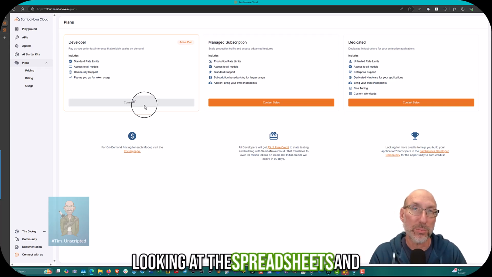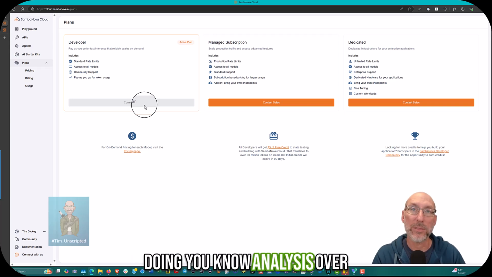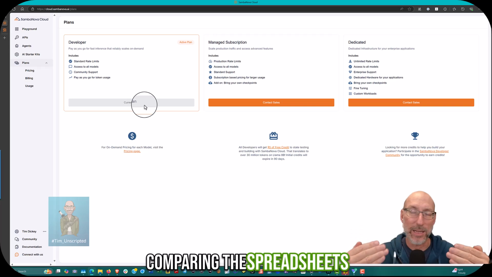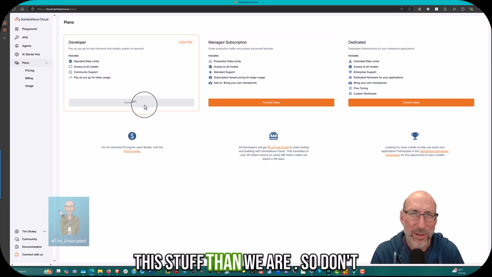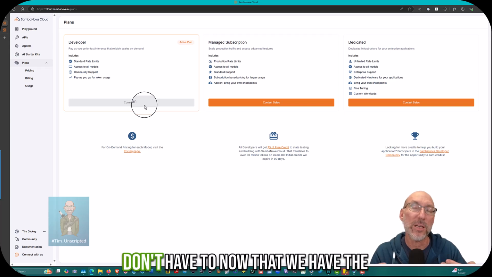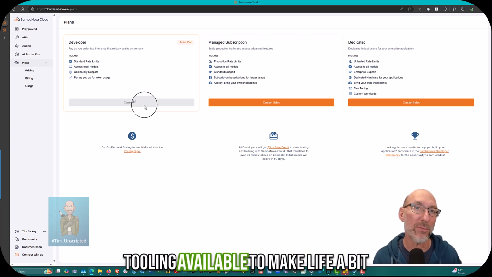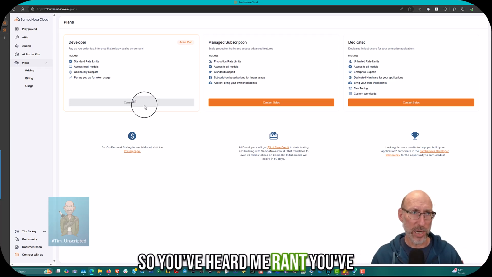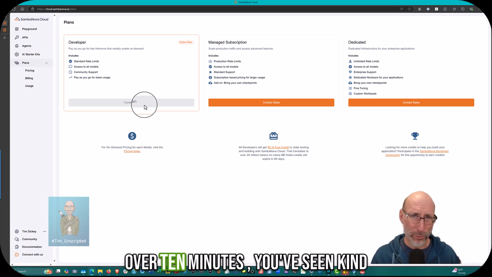Looking at spreadsheets and doing analysis over thousands of lines of entries and comparing the spreadsheets. And machines are much better at all of this stuff than we are. So don't struggle in a space that you don't have to, now that we have the tooling available to make life a bit easier.